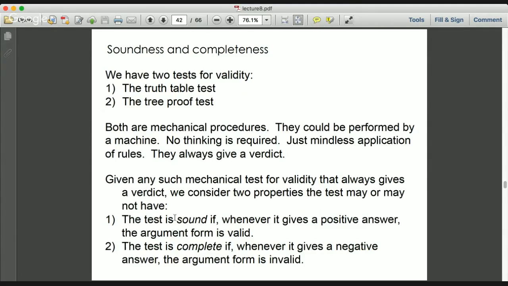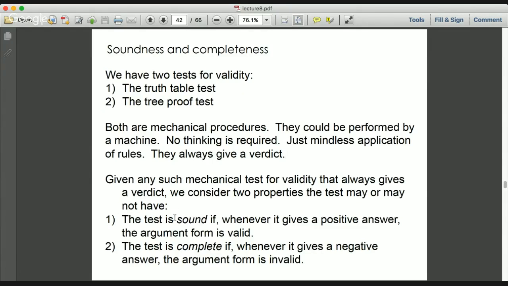And don't get confused with sound. A sound argument just means it has true premises. What we're talking about now with soundness is related, but it's a property of the proof theory, i.e. a property of the truth table method, or a property of the tree proof method. If that method is sound, it means that whenever it gives a positive answer, then the argument form is valid.